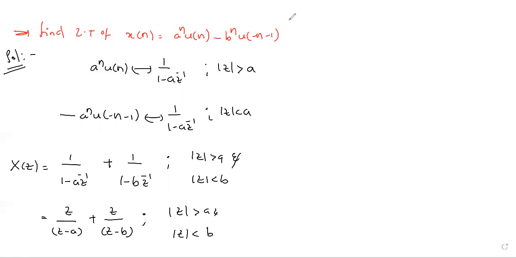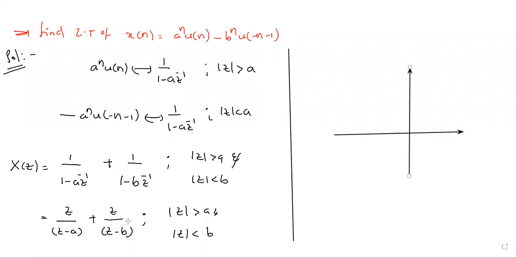Let us try to focus on ROC now. Try to represent ROC. How many poles we have here? You can clearly see, if you take LCM, total 2 poles are there. Where are those poles? At z equal to a and b. These two are the poles, right? So let us say that a is here and b is here.